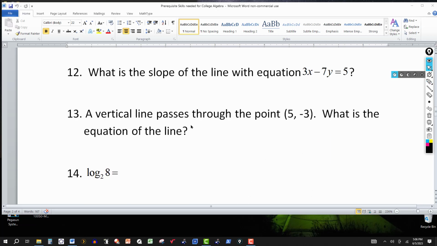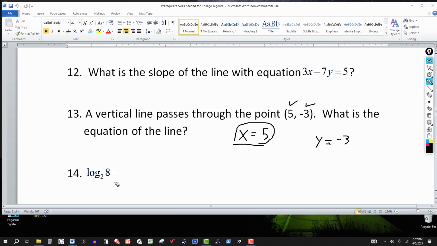A vertical line passes through the point 5, negative 3. What is the equation of the line? Well, the equation of a vertical line always has the form x equals a number. So that's your x. So the equation is x equal to 5. Now if they ask you for the equation of a horizontal line that passes through this point, the equation of a horizontal line is always y equal to a number. Since this is your y here, in that case it would be y equal to -3. But here they're asking for the equation of the vertical line to that point.